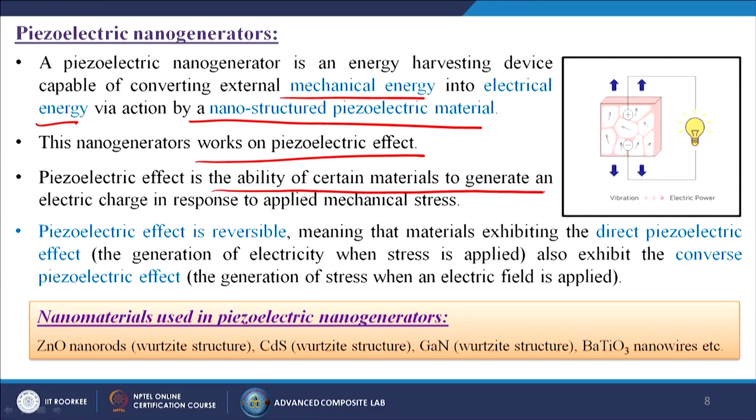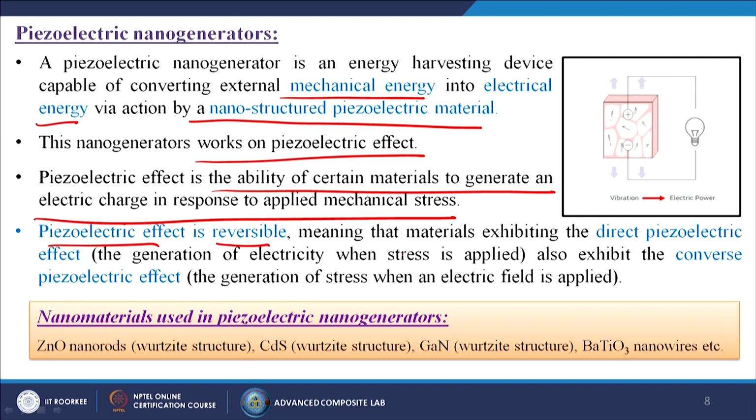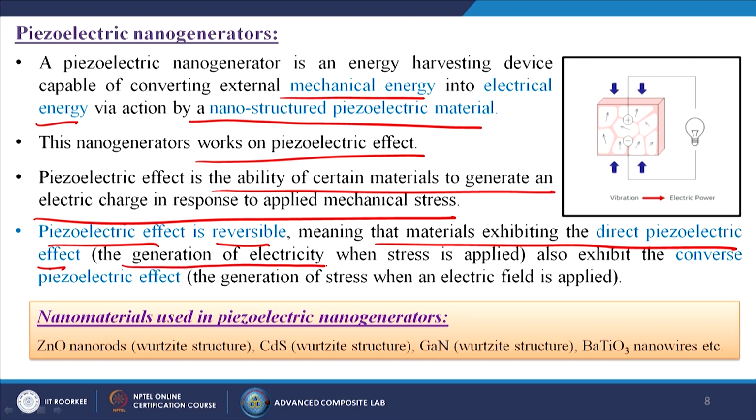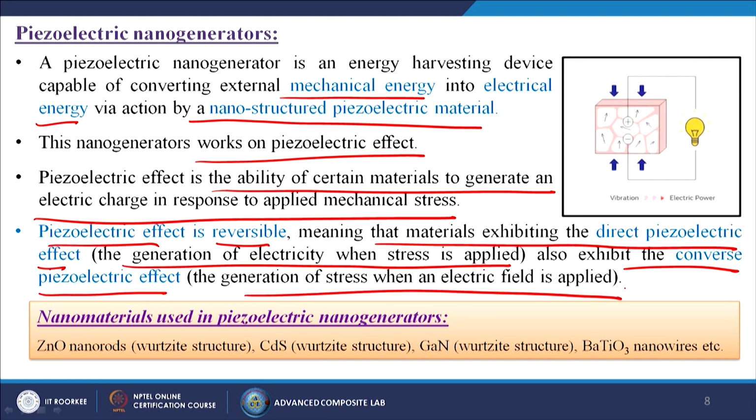Basically, the piezoelectric effect is the ability of certain materials to generate an electric charge in response to applied mechanical stress. The piezoelectric effect is reversible, meaning that materials exhibiting the direct piezoelectric effect, the generation of electricity when stress is applied, also exhibit the converse piezoelectric effect, the generation of stress when an electric field is applied. That means it is vice versa. If you give stress to that material, it will generate electricity. Same thing, if you give electricity to that material, it will generate stress.